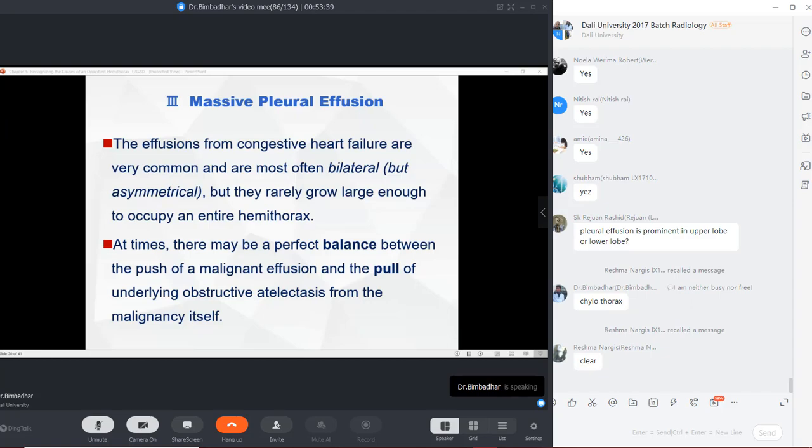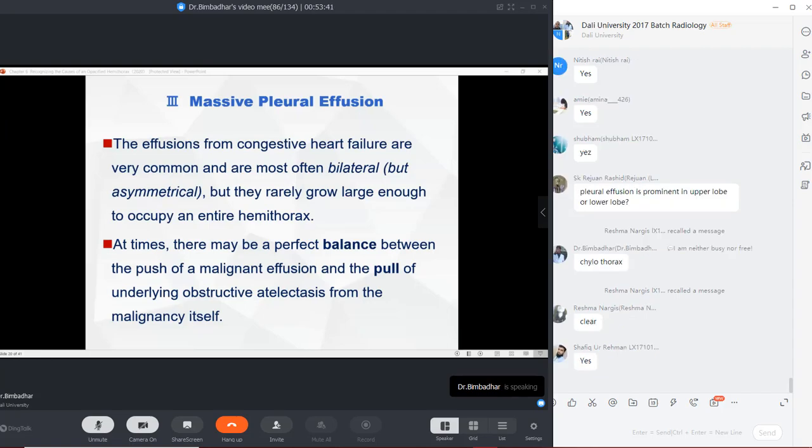Right? Okay, nice. And then there may be a perfect balance between the push of the malignant effusion and the pull of the obstructive atelectasis from the malignancy itself. So now we can clearly differentiate. Sometimes atelectasis can also be accompanied along with effusions, which might be happening in a disease like tuberculosis.